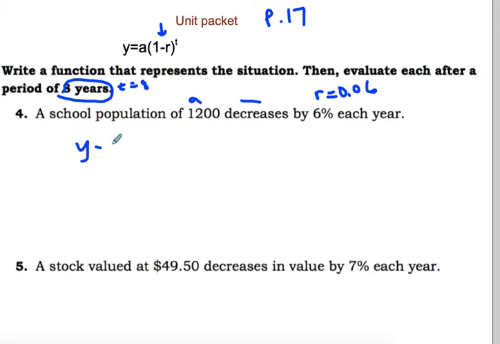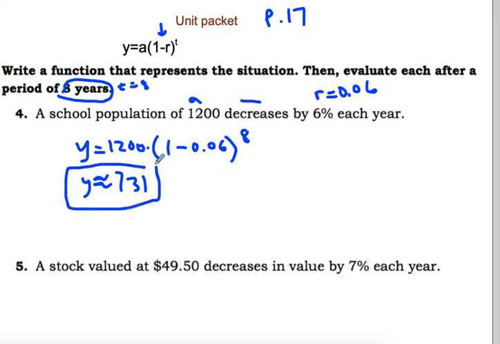So if we're starting with about 1,200 students at school, and the number is decreasing, students are moving away, families are moving away by 6% each year. How many students can you expect after 8 years? Plug that into your calculator. You should be expecting about 731 students after 8 years.